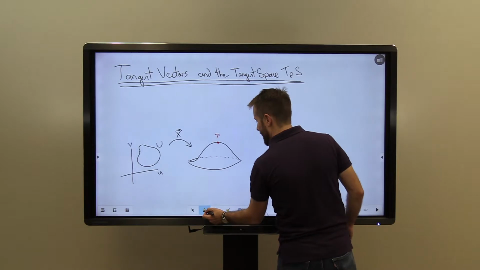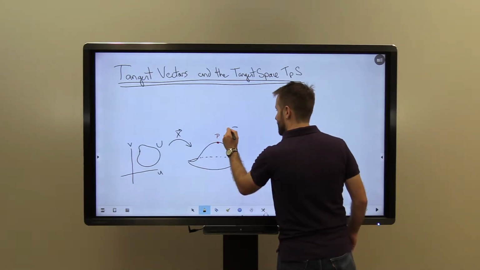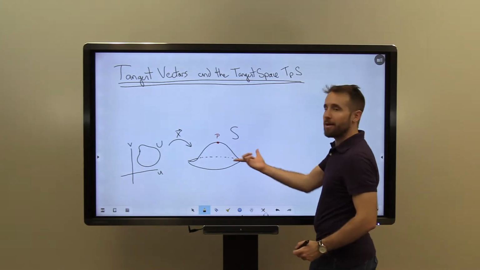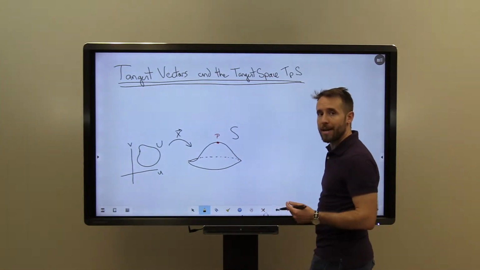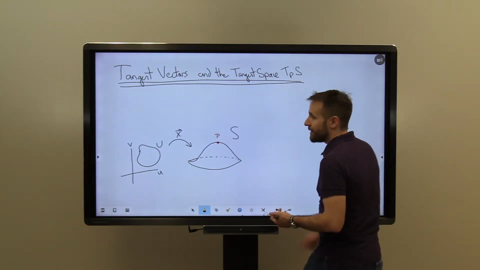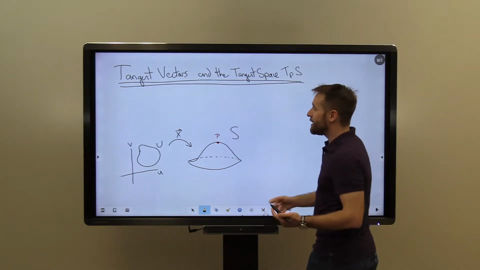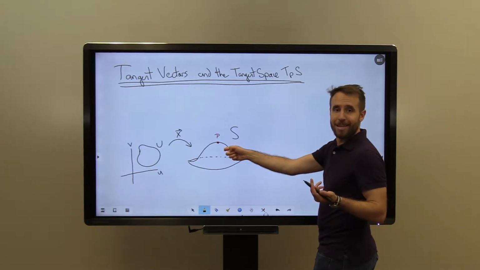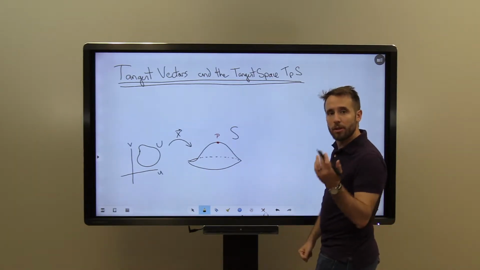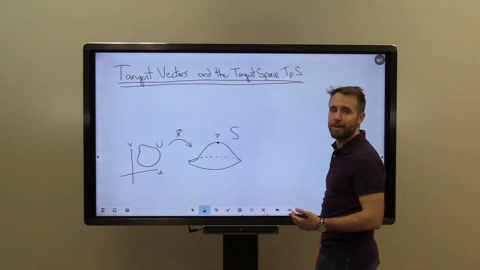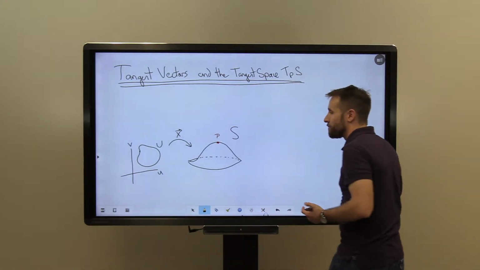So we could imagine that we have a surface S here. And in particular, this is a piece of that parameterized surface. This is that coordinate patch that we spoke of last time. Let's say here's the parameterization of the coordinate patch. And here's a point on the surface, P, which we want to look at and try to find tangent vectors of. And those would be vectors that are tangent to the surface.